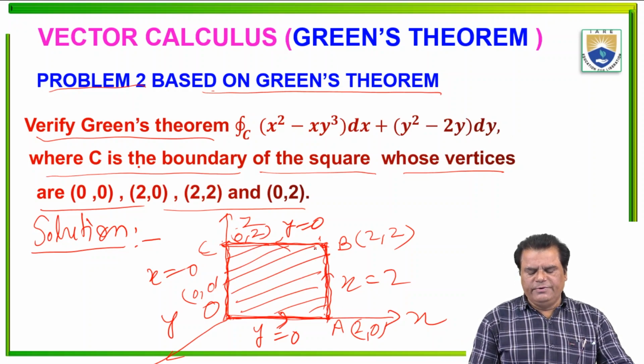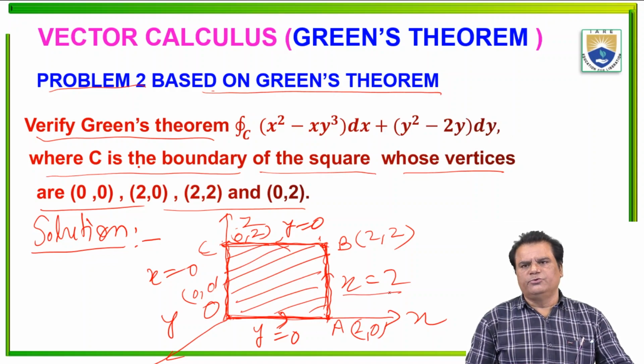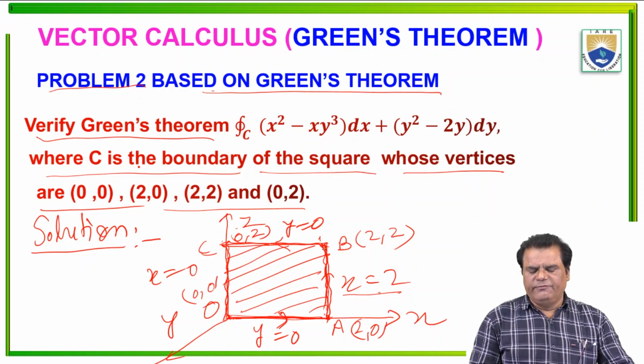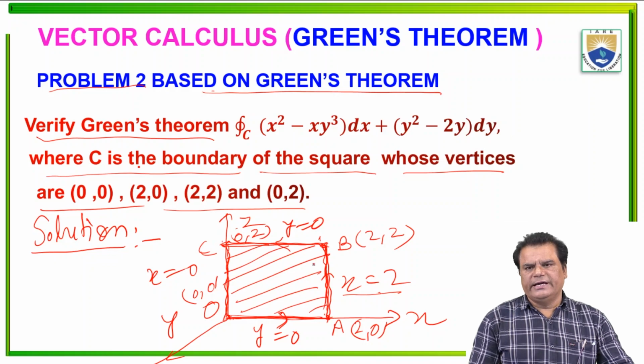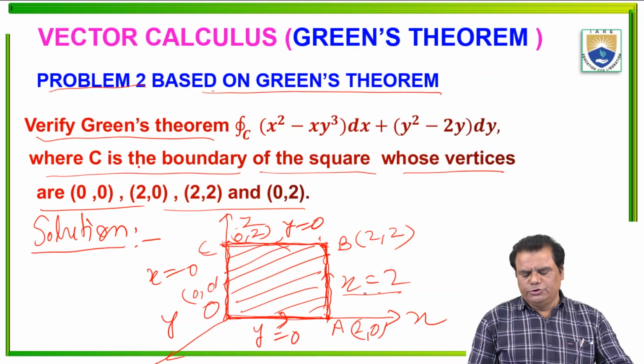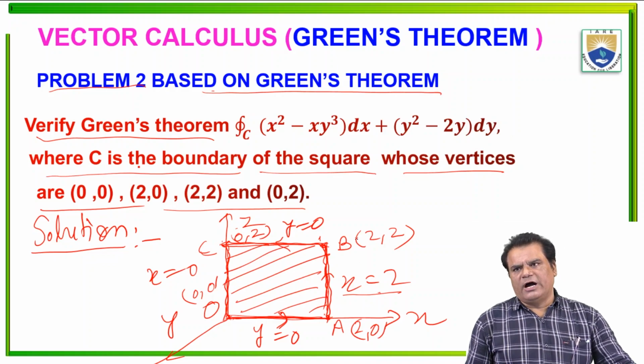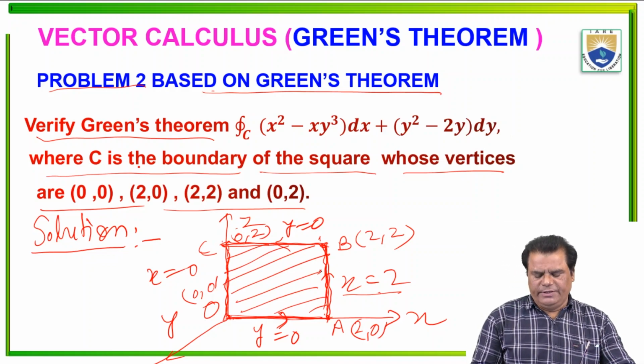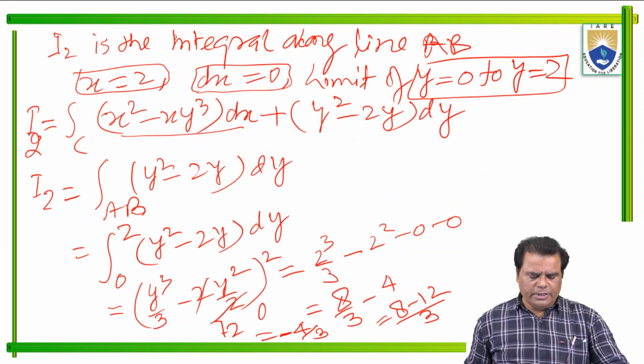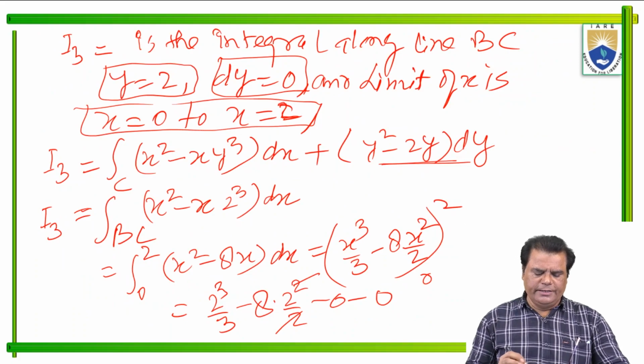Next is along AB. Along AB is a line where x equal to 2, so dx equals 0. Here x is not varying, x is constant, and y is varying along AB. So y varies from 0 to 2. After finding the second integral along AB, the third integral is along BC. Along BC, y is 2. This is the third integral.